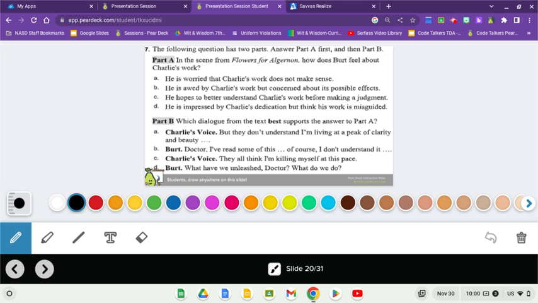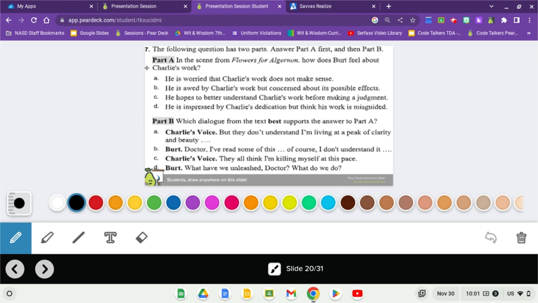A, Bert is worried that Charlie's work does not make sense. B, Bert is awed by Charlie's work but concerned about its possible effects. C, Bert hopes to better understand Charlie's work before making a judgment. Or D, he is impressed by Charlie's dedication to think his work is misguided. Part B, which dialogue from the text best supports the answer to part A?